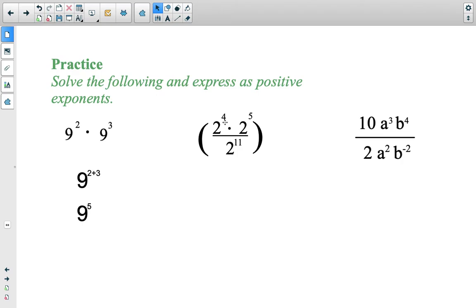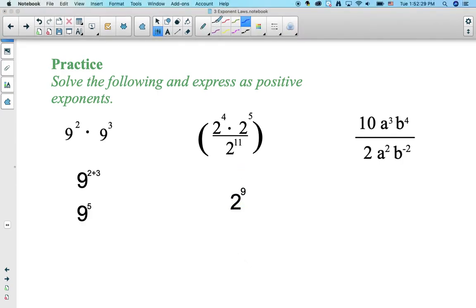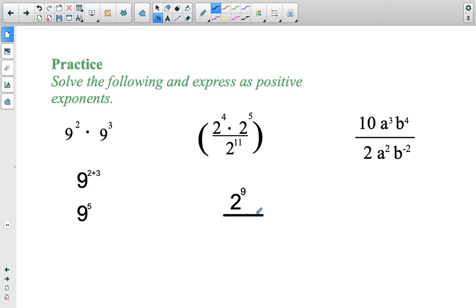So it's 2 to the power of 4 times 2 to the power of 5. Well, I know that I need to add these because they have the same base. So now I get 2 to the power of 9. So I added 4 and 5. Remember, you're not multiplying, you're adding. Divide by, so we're dividing it by 2 to the power of 11.